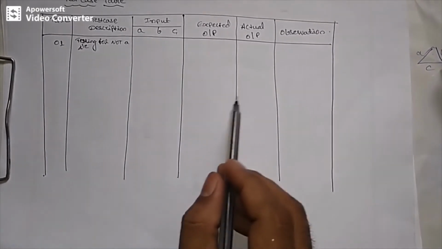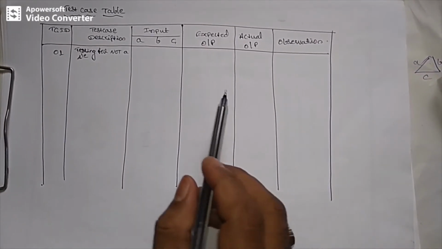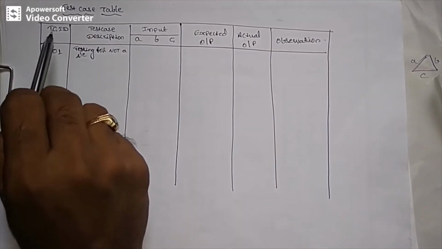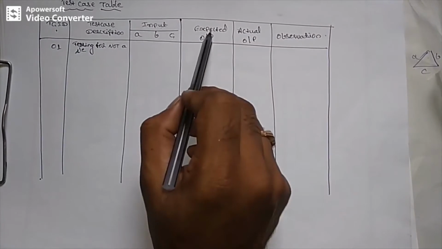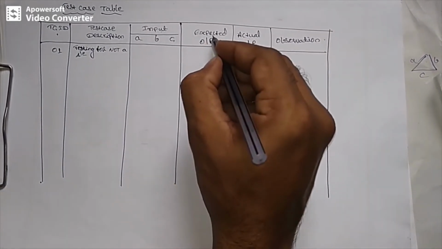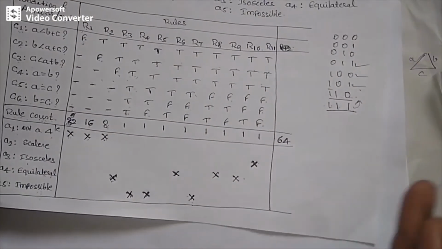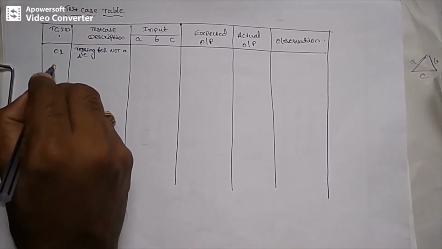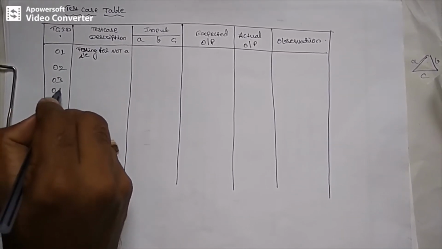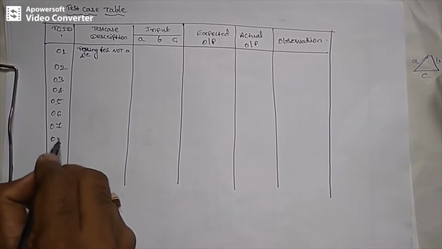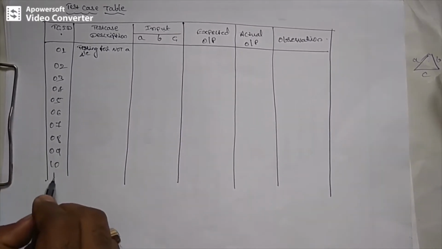Now you can see what the testing table for the decision table technique for the triangle problem looks like. Here test case ID, test case description, input, expected output, actual output and observation will be there. From this table we come to know that 11 test cases will be there. Therefore you write 11 test cases, listing them out here.